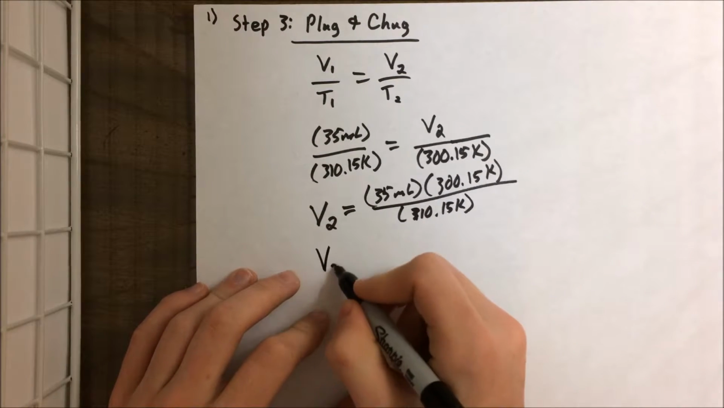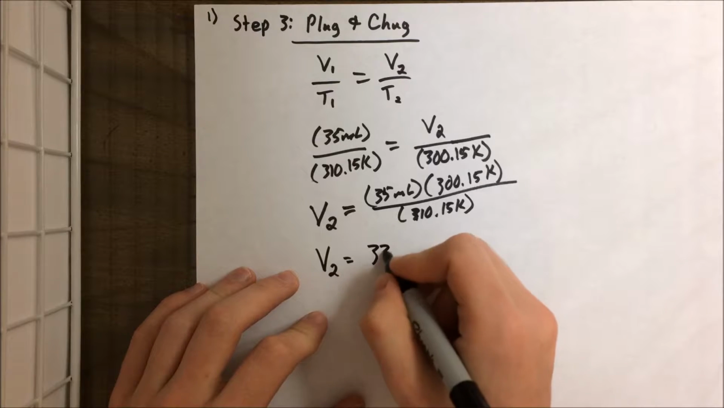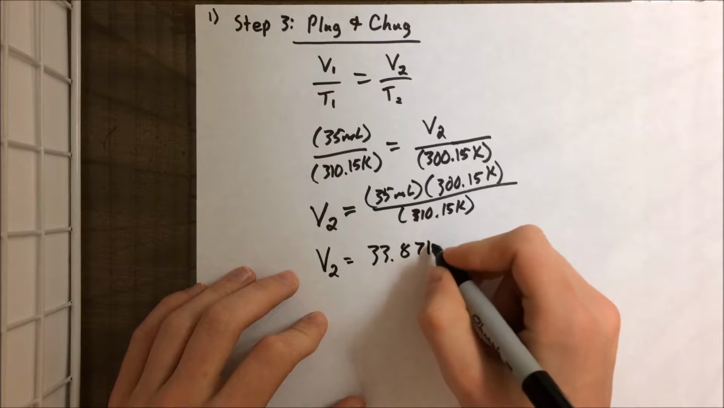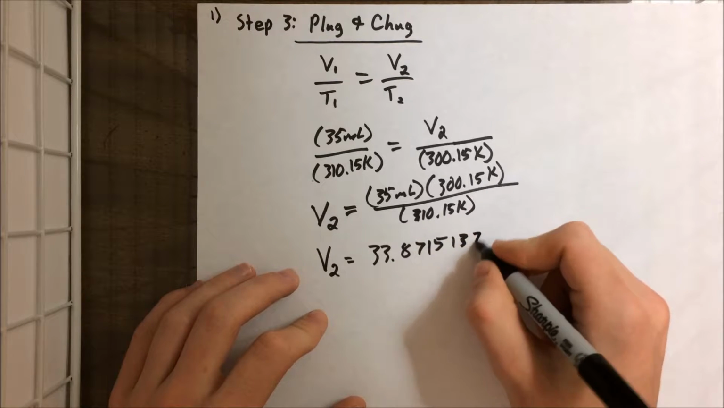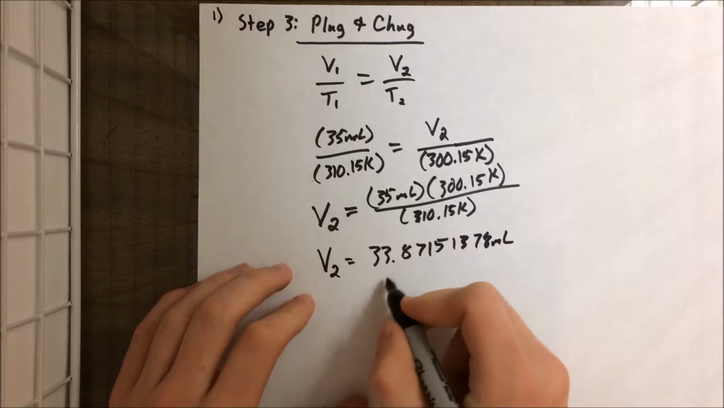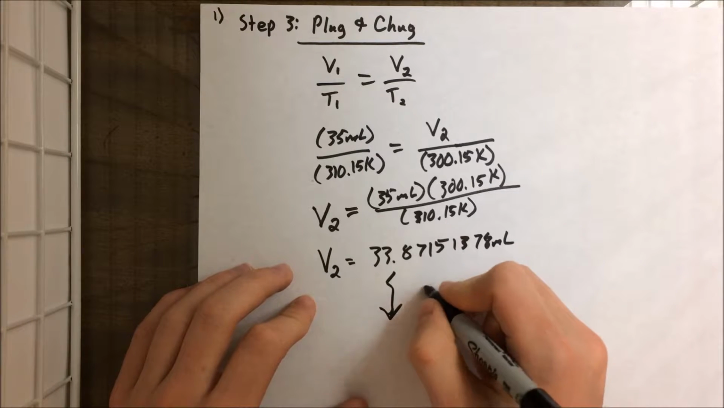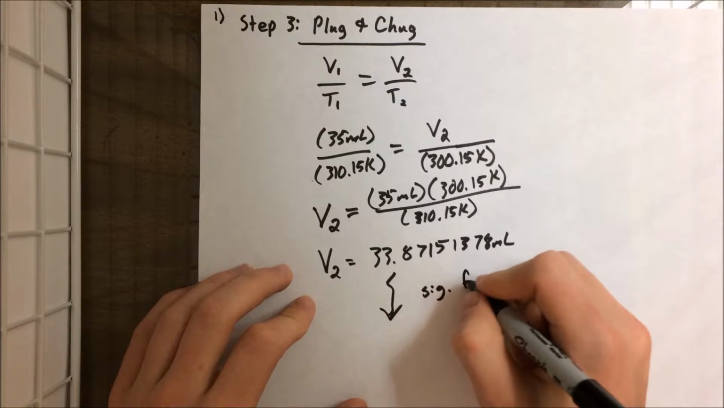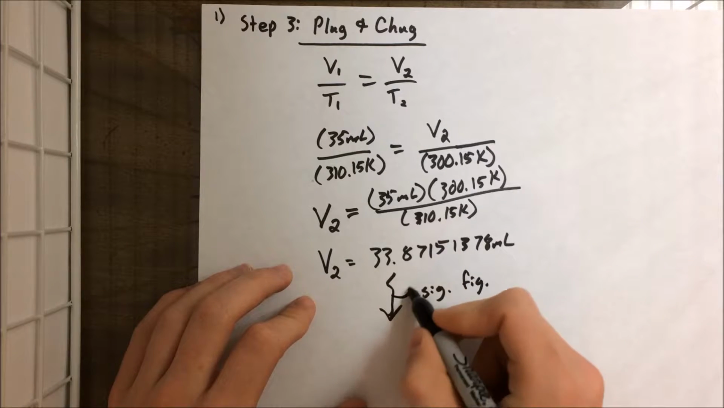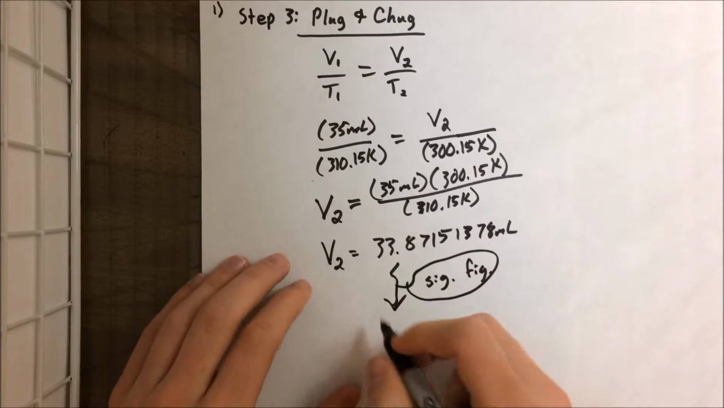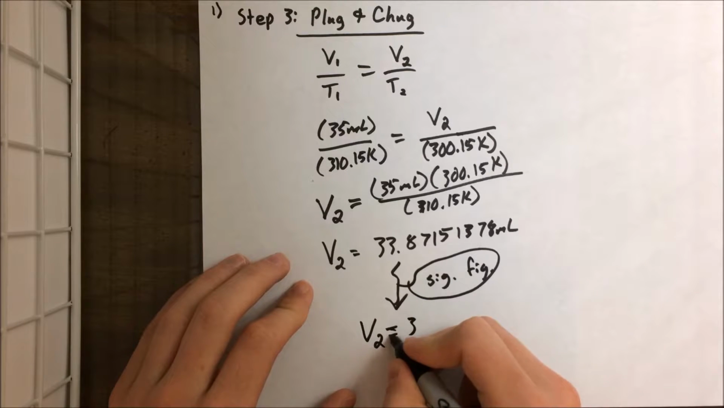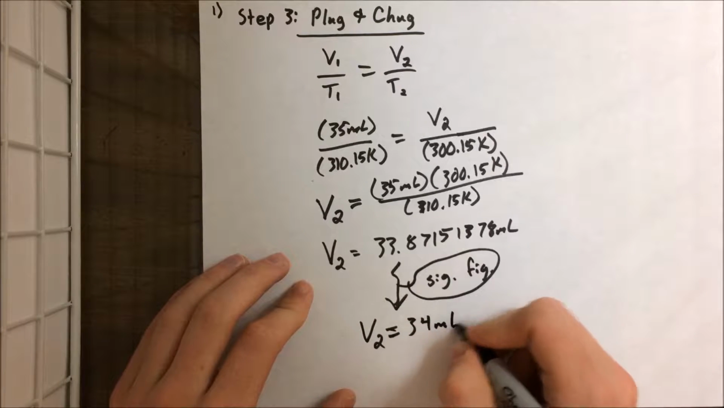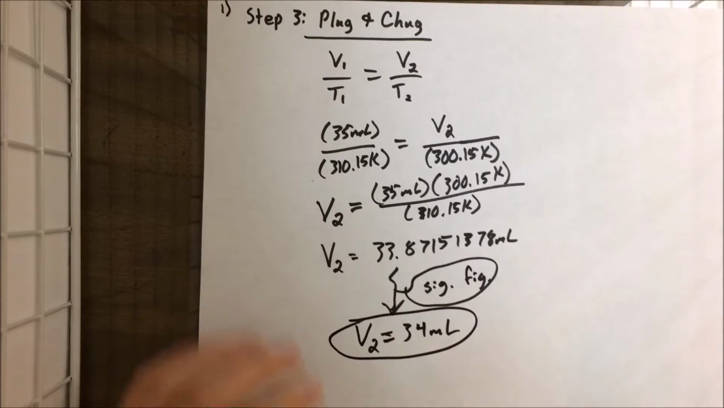And then we get that V2 is equal to 33.8.. 151378 milliliters. Then we need to keep in mind the significant figures. So we get for our final answer that V2 is 34 milliliters. And that's your final answer.